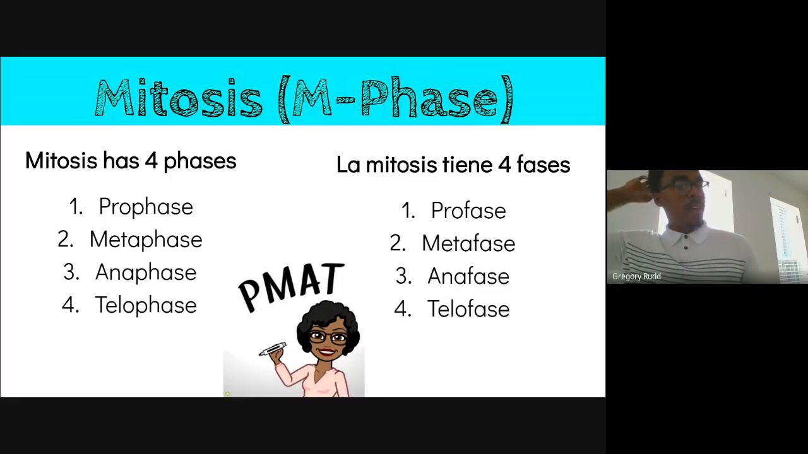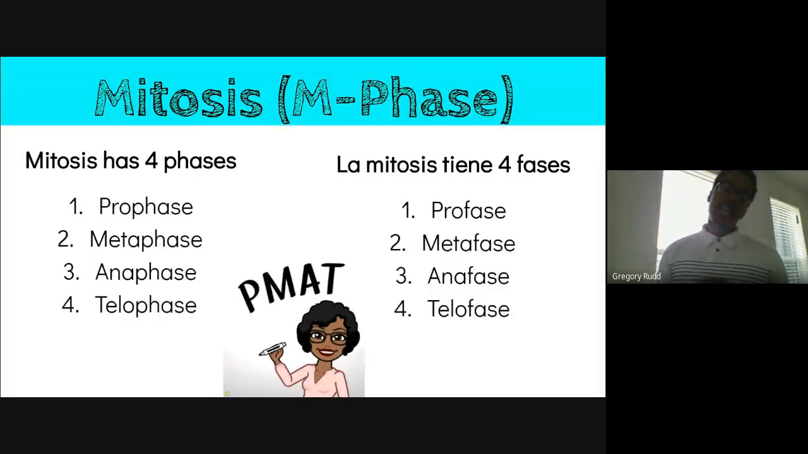There is prophase first, metaphase, anaphase, and telophase. Telophase is last. Telo again means end. So end phase. Pro means before or beginning. So prophase is the first step. I know this isn't highlighted, but I definitely want you all to write this down, please.